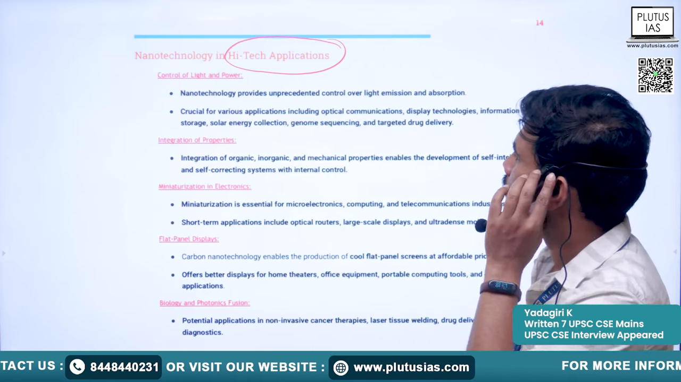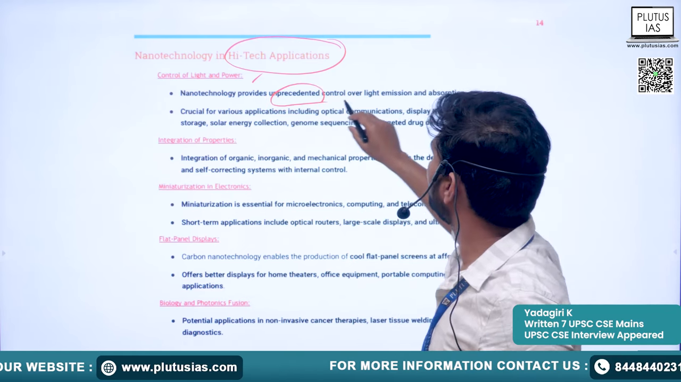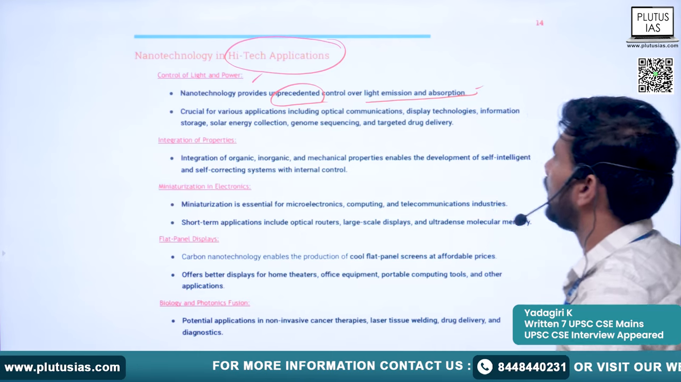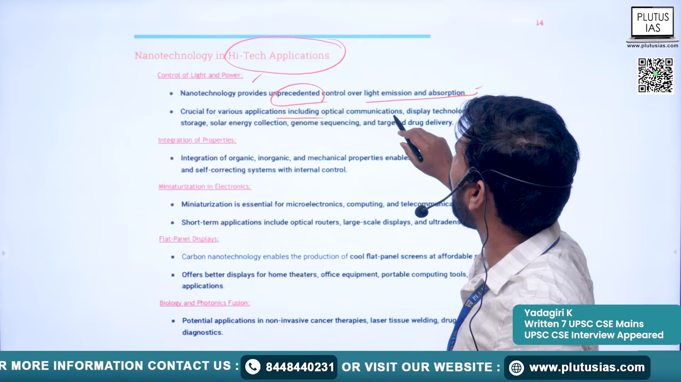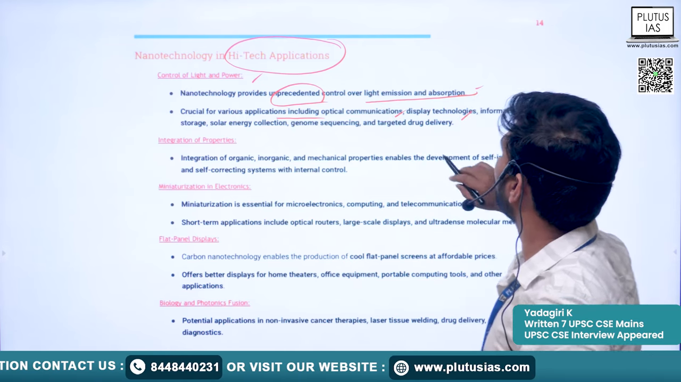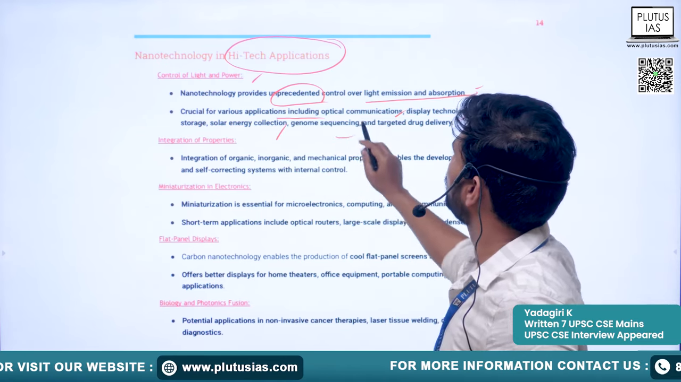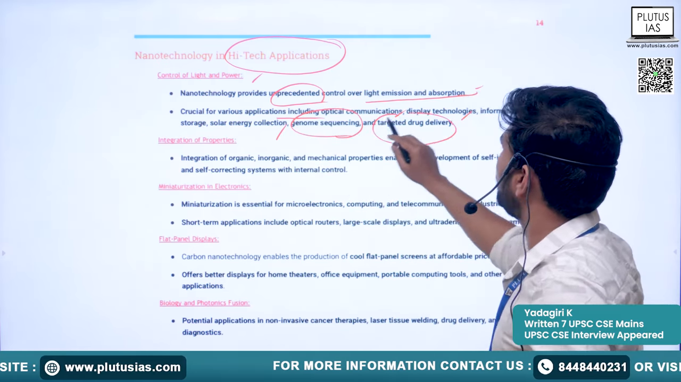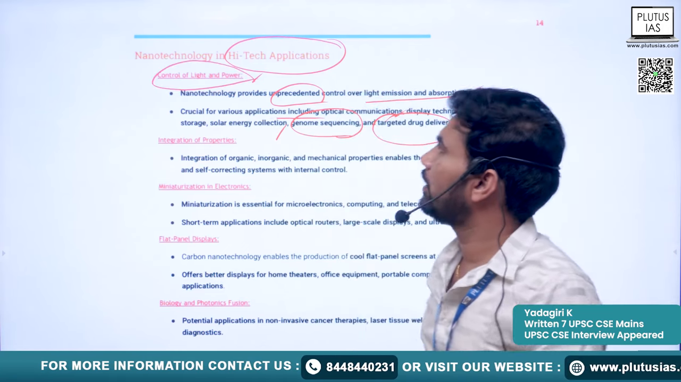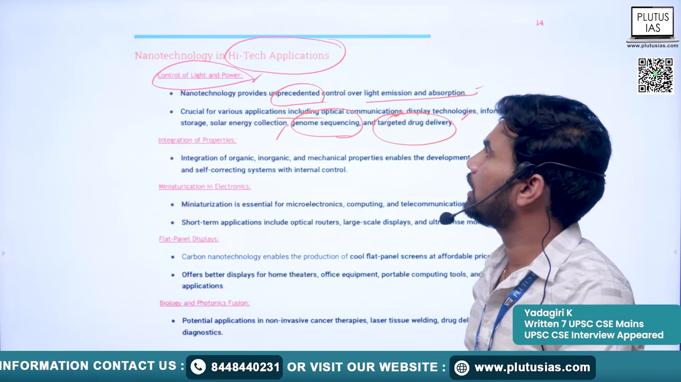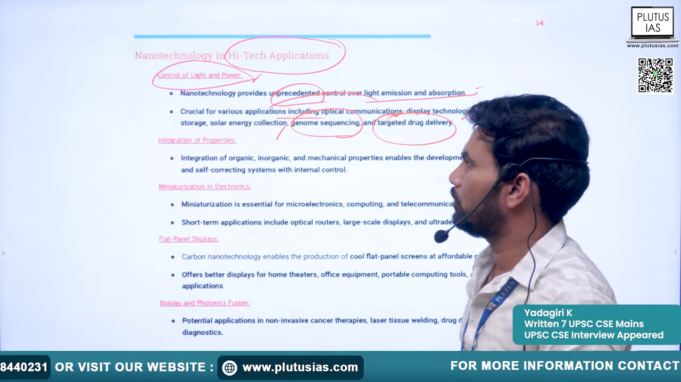high technology applications, first, control of light and power. Nanotechnology provides unprecedented control over light emission and absorption. It is crucial for various applications including optical communications, display technologies, information storage, solar energy collection, genome sequencing, and targeted drug delivery. So through nanotechnology we can better control the light and the power, right? Through that, all these applications are possible.